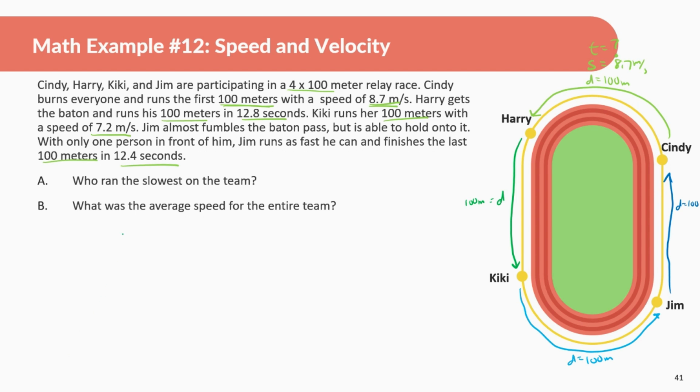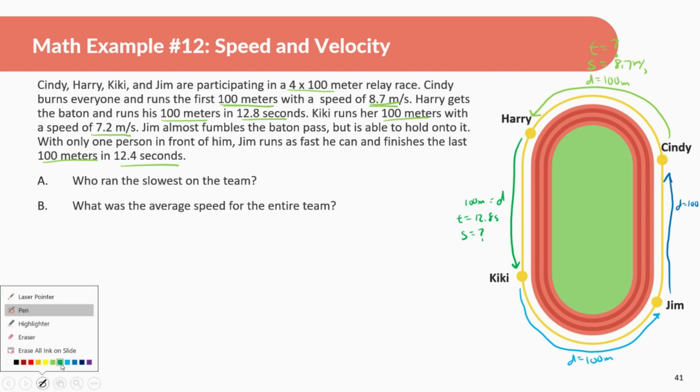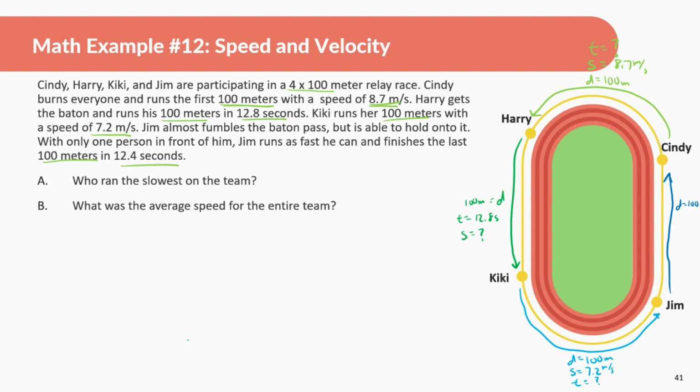Okay, and now let's look at Harry. So Harry gets the baton and runs 100 meters in 12.8 seconds. So we know the time for Harry, 12.8 seconds, but we don't know the speed. Okay, and now let's look at Kiki. Kiki runs her 100 meters with a speed of 7.2 meters per second. So we know her speed, which is 7.2 meters per second, but we do not know her time. Jim runs as fast as possible, 100 meters in 12.4 seconds. So we know his time, but we do not know his speed.